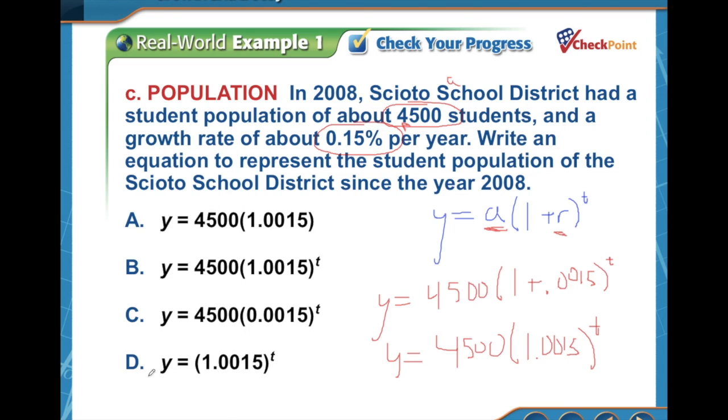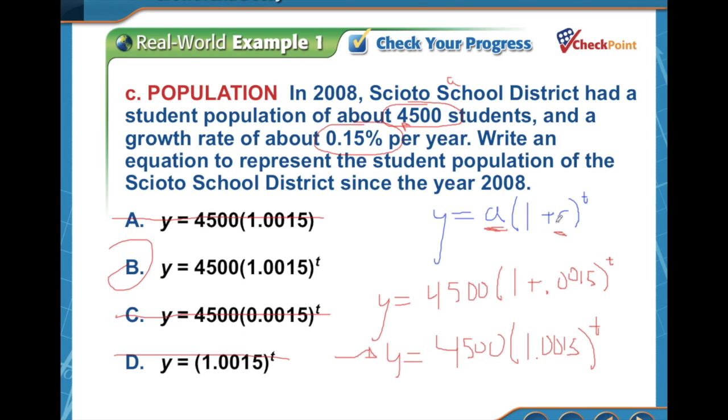So if we look at our options, we see D is out. We see A, B, and C all have 4,500, but the rest of this is different. A has no t, that should disappear, so that's wrong. And if we look at B and C, what's different? Well, C has 0.0015, doesn't have the 1 like we have in our answer, so we should be looking at letter choice B, which is exactly what we found here.